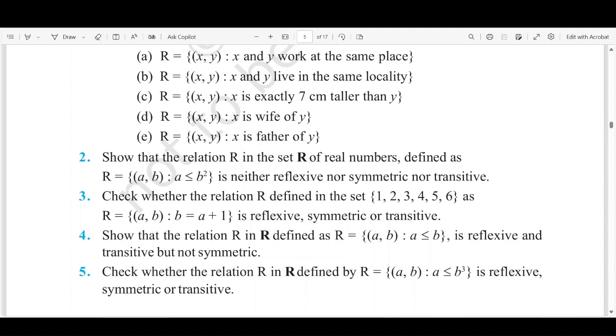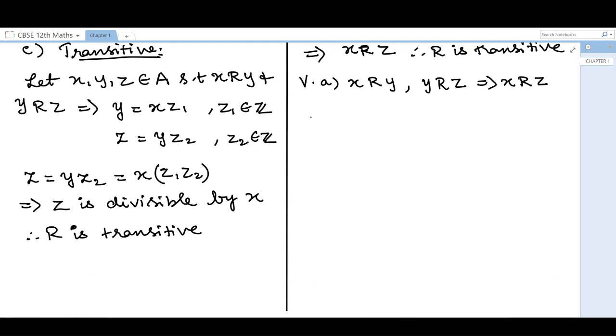In the case of transitive, if you take three elements such that x is related to y and y is related to z. That is, x is exactly 7 centimeter taller than y and y is exactly 7 centimeter taller than z. Is it possible for us to say x is exactly 7 centimeter taller than z? Not possible because x is exactly 14 centimeter taller than z. So, x is not related to z. Therefore, the relation R is not transitive.